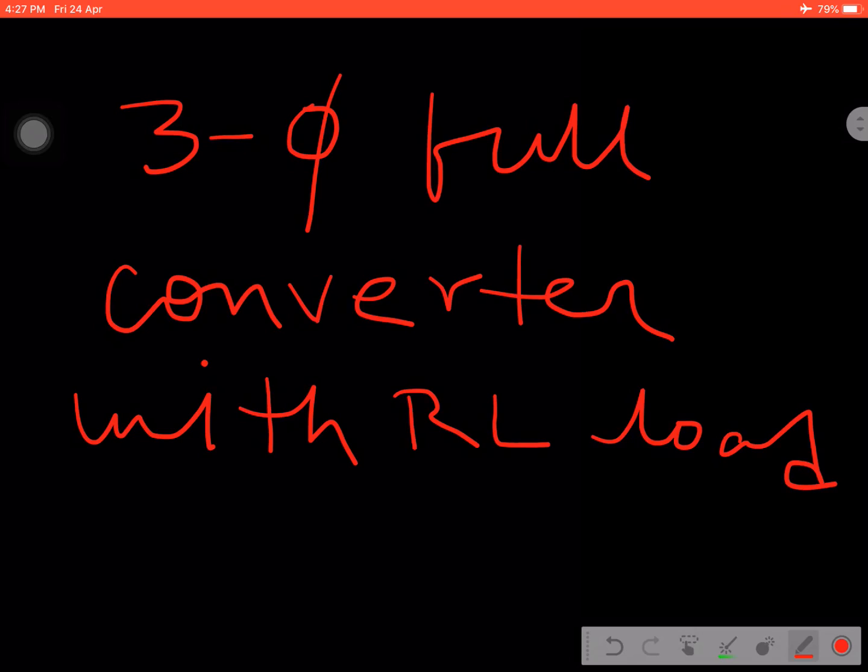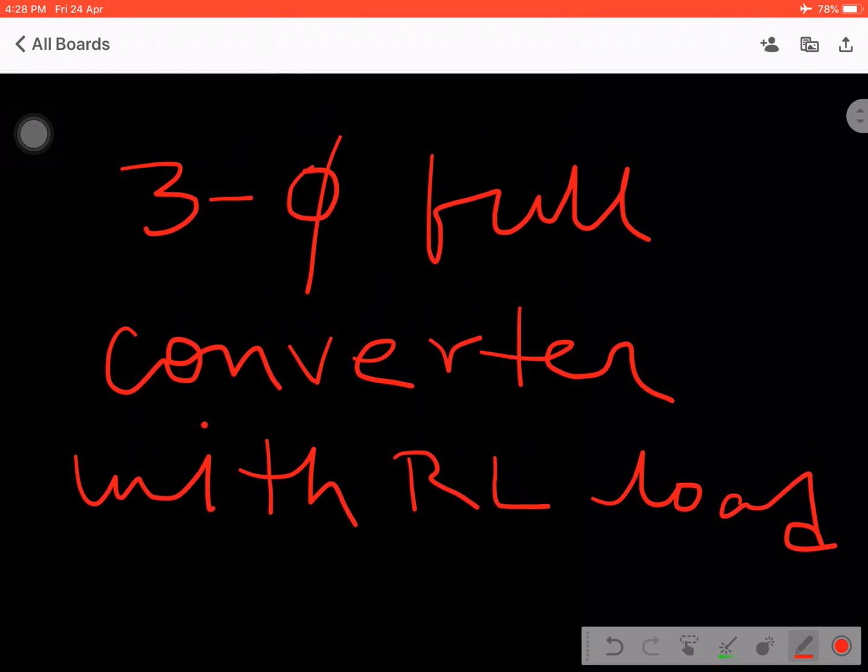Okay. What is the benefit of using a three-phase full converter rather than a three-phase half converter? In case of a three-phase half converter, we know the output ripple frequency is 3 fs, but in this case the output ripple frequency will be 6 fs. That is why the output voltage and current will be more DC with respect to the three-phase half converter.